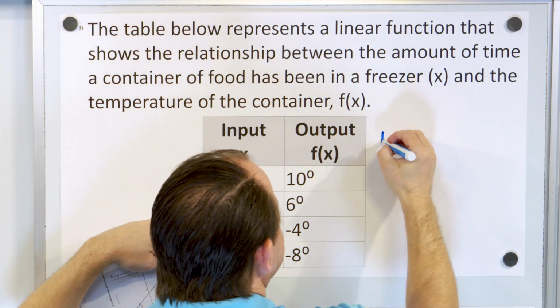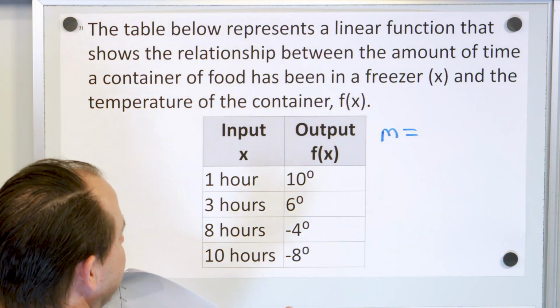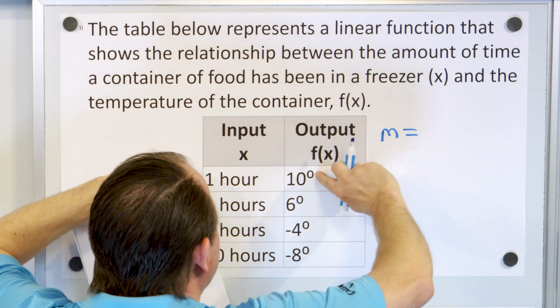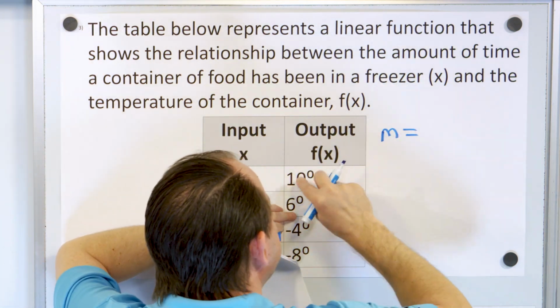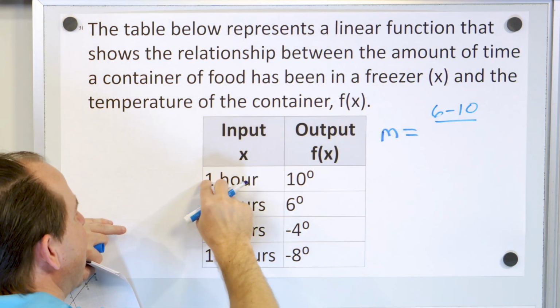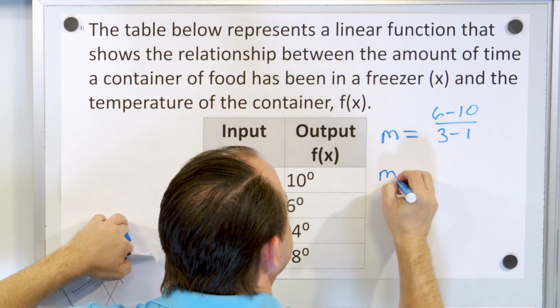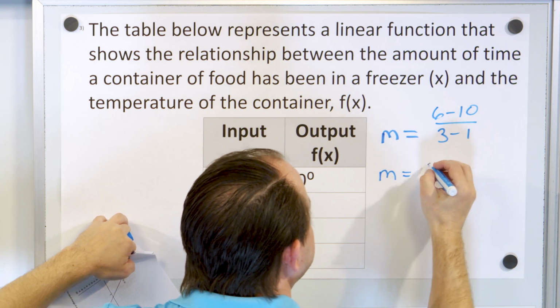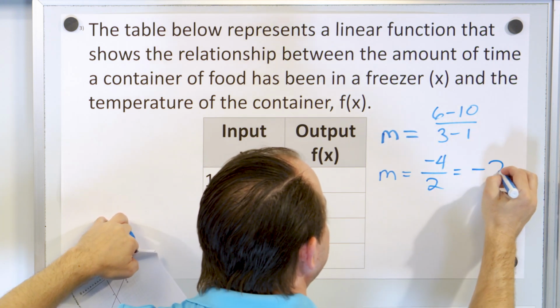We can calculate the slope as y2 minus y1 divided by x2 minus x1. Basically, we have to pick 2 points and we have to subtract going the same direction. So we'll take 10 minus 6, or 6 minus 10. You can do it either way. But if you subtract this way, you have to subtract this way as well, 3 minus 1. And so what you get is 6 minus 10 is negative 4, and then here you get a positive 2, and so the answer you get is negative 2.